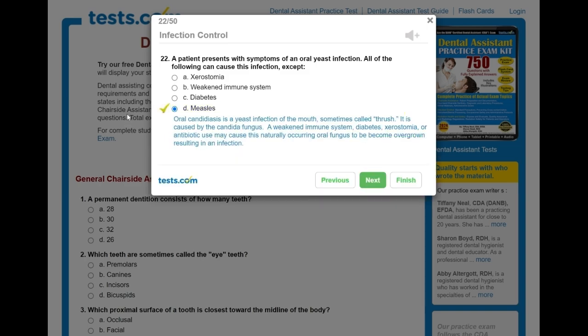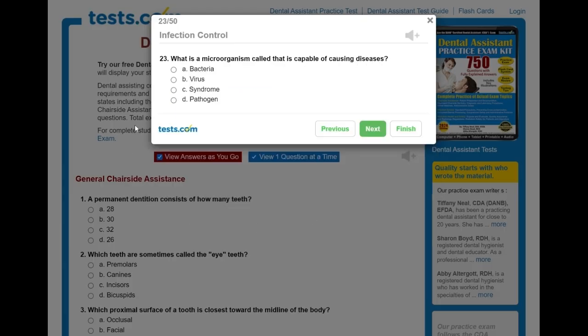D. Measles. Oral candidiasis is a yeast infection of the mouth, sometimes called thrush. It is caused by the Candida fungus. A weakened immune system, diabetes, xerostomia, or antibiotic use may cause this naturally occurring oral fungus to become overgrown, resulting in an infection.